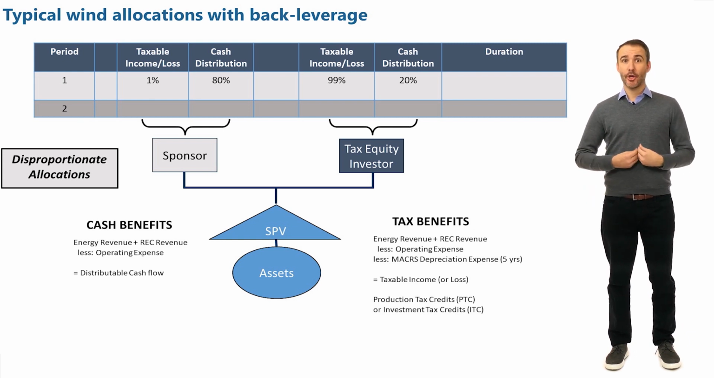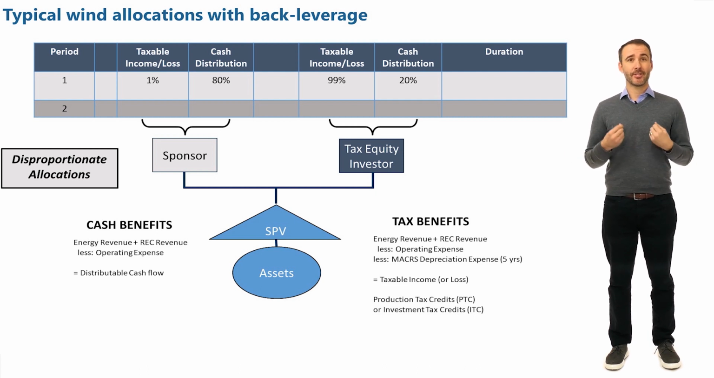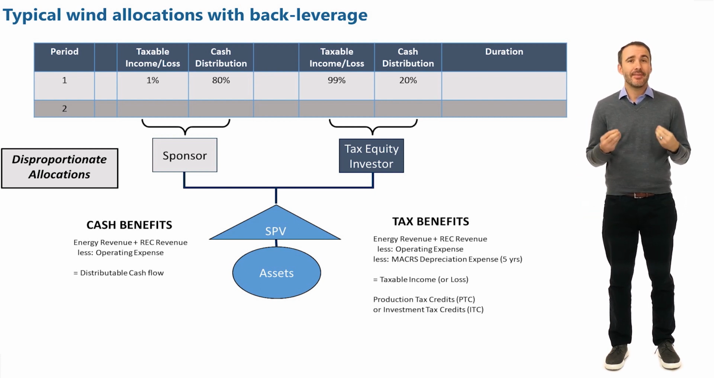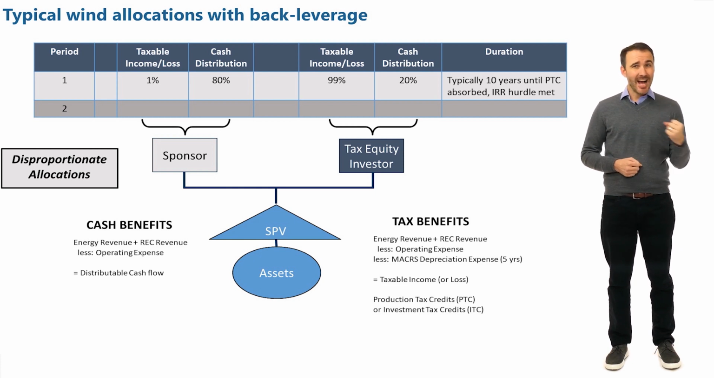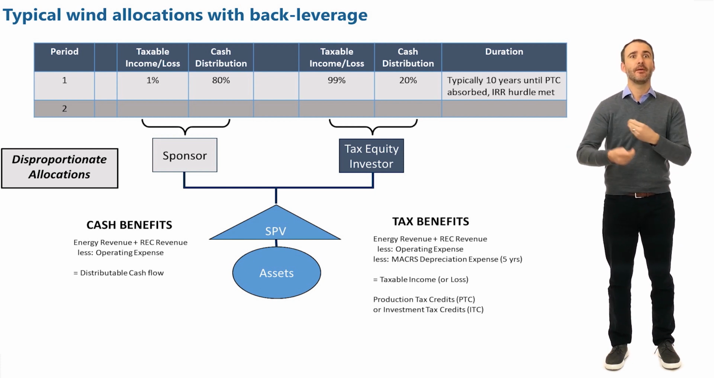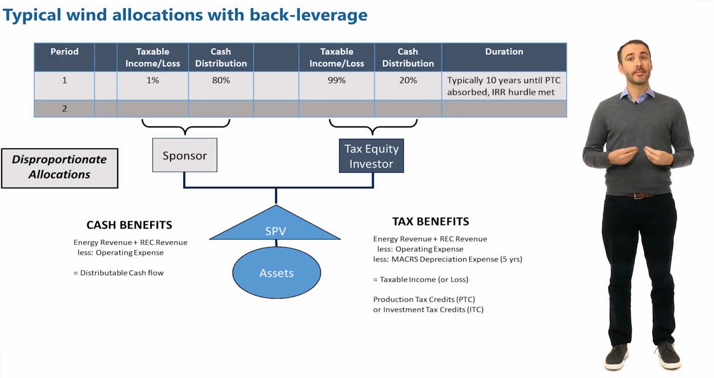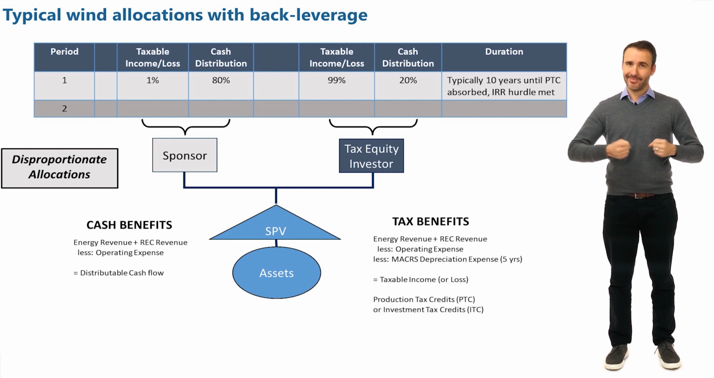As the PTC is earned over 10 years and constitutes such a major part of the financial returns, the tax equity investor will want to maintain this 99% of tax attributes until the end of year 10. But after year 10, the allocations will typically flip to a different percentage, which puts us into period 2. This flip is usually triggered by the tax equity investor achieving an after-tax IRR or hurdle rate, which is expected to occur around the end of year 10.